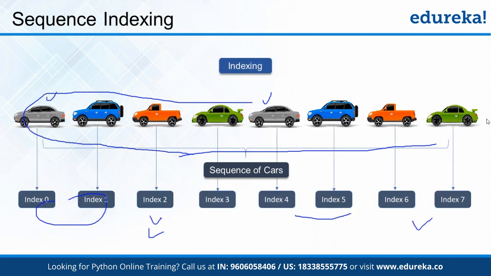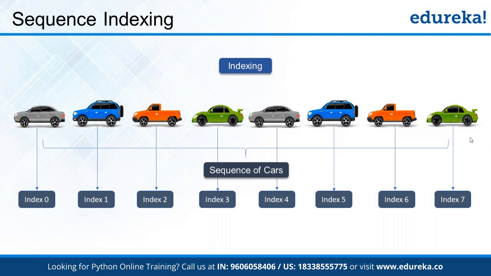Then indexing, as I told you, we allocate some positions to them. Here you can see the element which is the first element in my sequence gets the 0th position. Next element gets the first position, next element gets the second position. Or we can say index 0, index 1, index 2, index 3. And if we have 8 elements, then the last element would be at index 7. So the last index would always be 1 less than the total number of elements we have in our sequence.